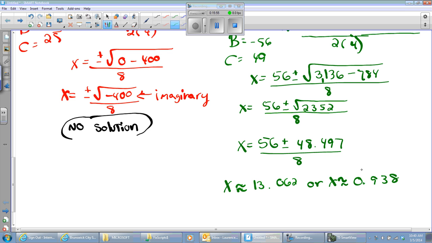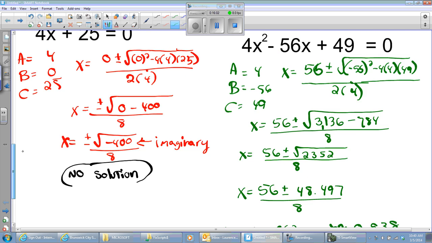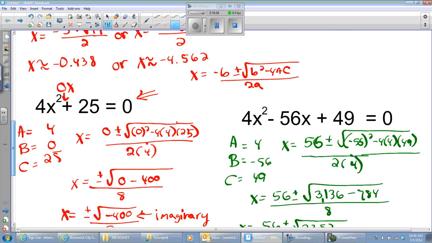Okay, I only gave the decimal approximations there. I didn't give the exact answers, but that's okay. We'll talk more about exact answers and when to use them and when not to.